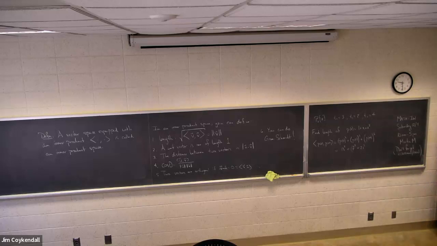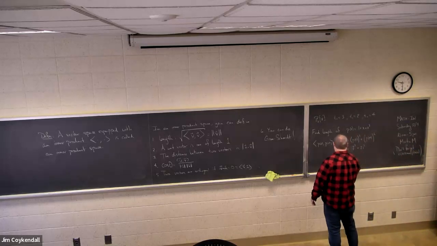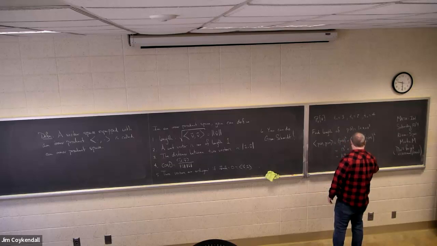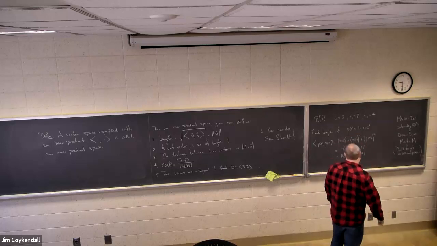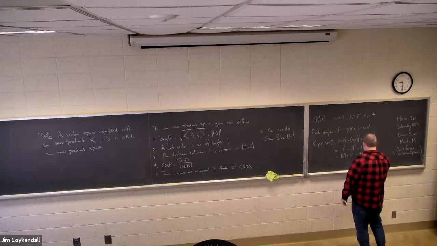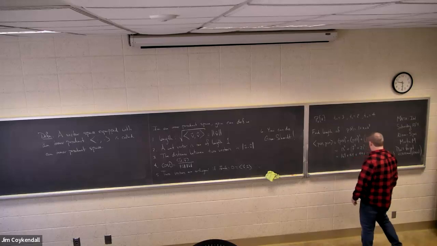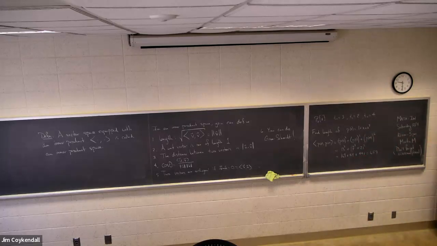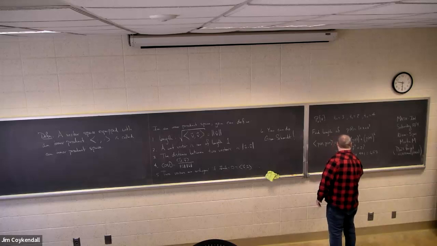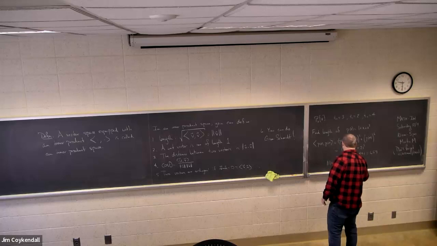Right, okay? So this is like 169 plus 49 plus 441. And let's see, those two come to 610. So this looks like 659, I reckon. And so the length of the polynomial 1 plus x squared in the inner product space is the square root of 659.